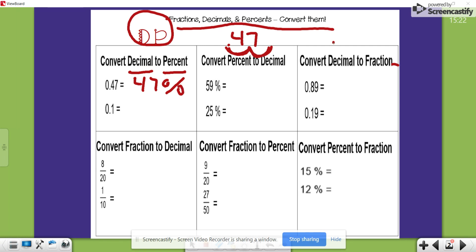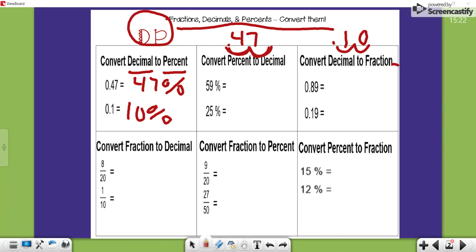I do the same thing with 0.1. Dr. Pepper, I have an empty bump, so I'm going to put a 0 in there. I have 10%. The decimal moved over 2 places. It would be right here if there was a decimal, but we don't really put a decimal there.